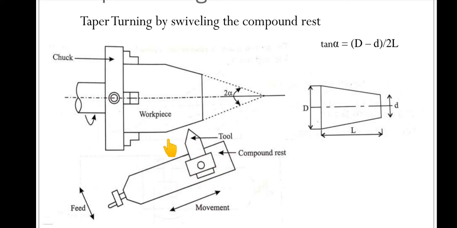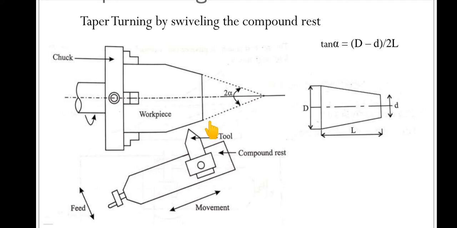So by doing this, what happens, the workpiece will be rotating, and if you feed this inclined tool against the rotating workpiece, we are going to get the taper. So in this way we can obtain the taper in the workpiece.